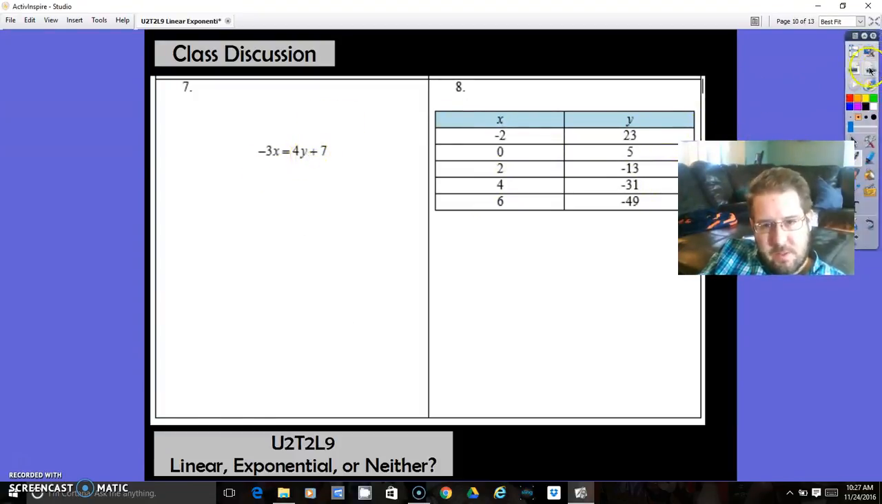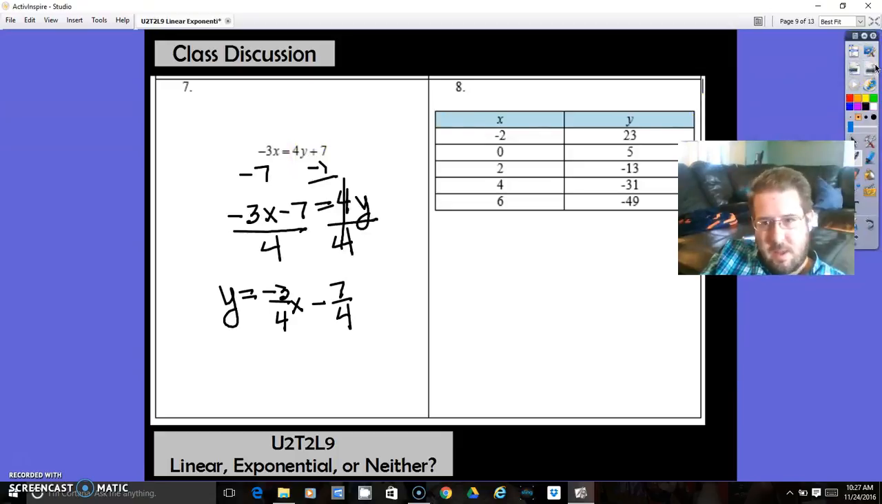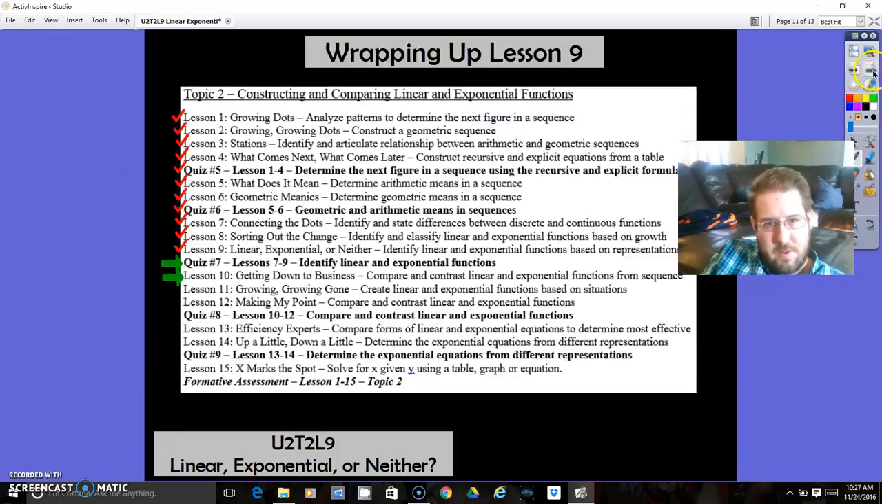This one, that looks very similar to what we just did. Do I have 2 pages of the exact same thing? Yes, I do. All right, so we already talked about that.